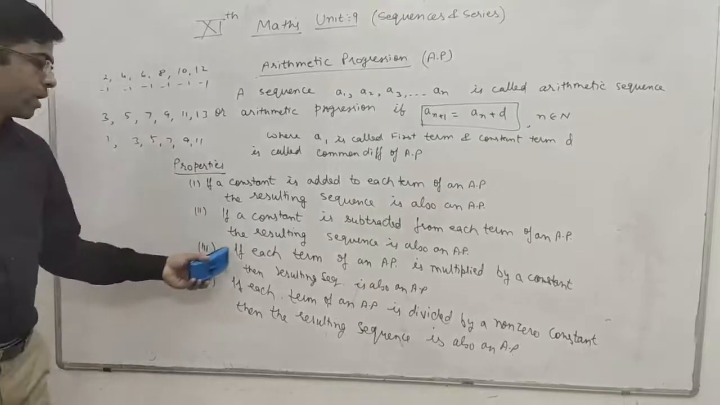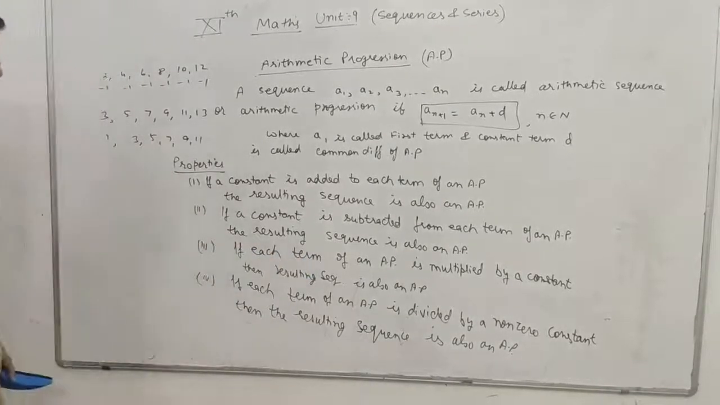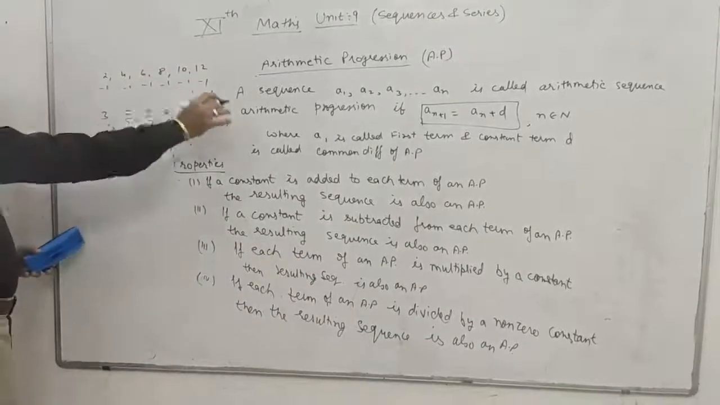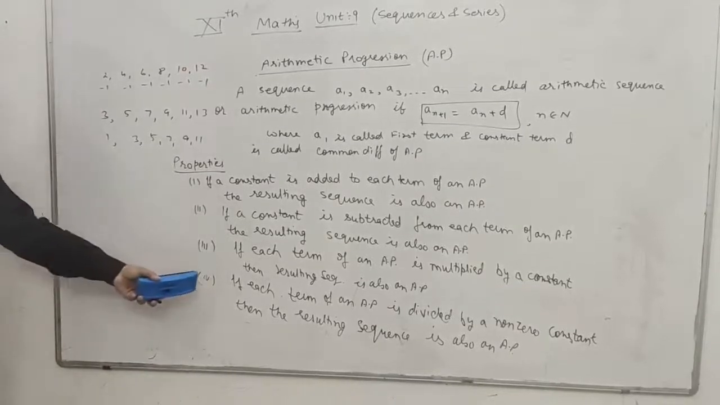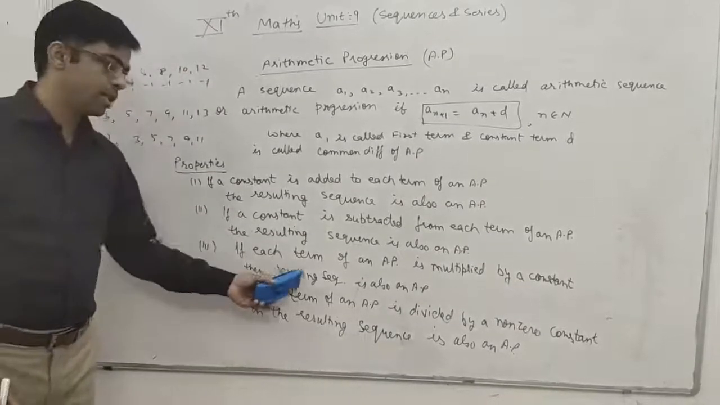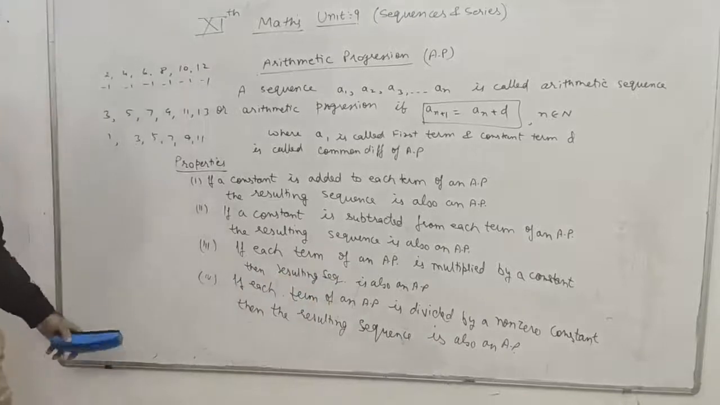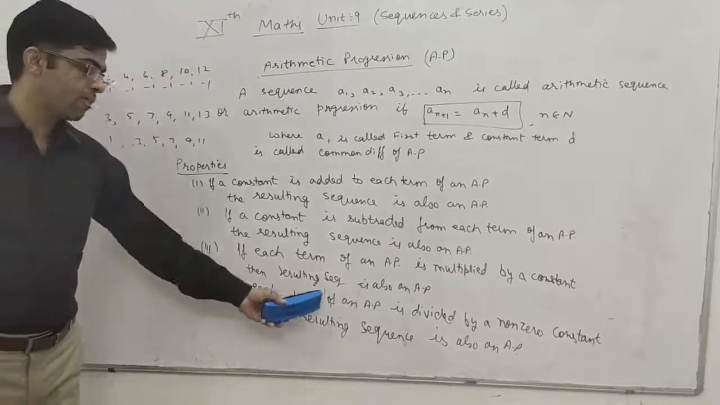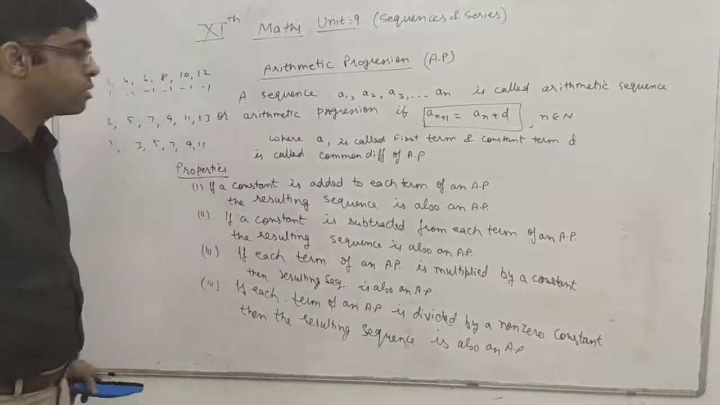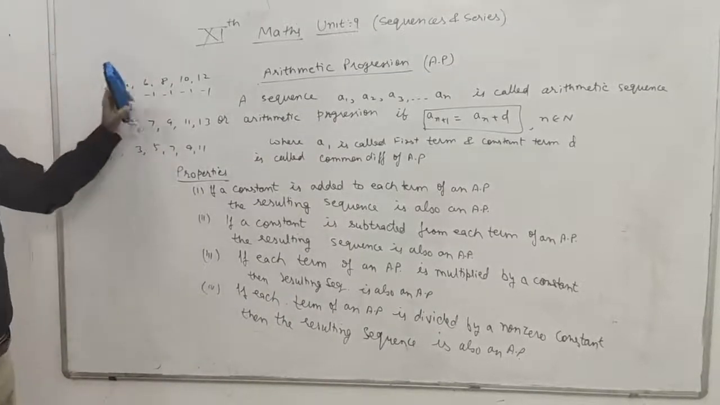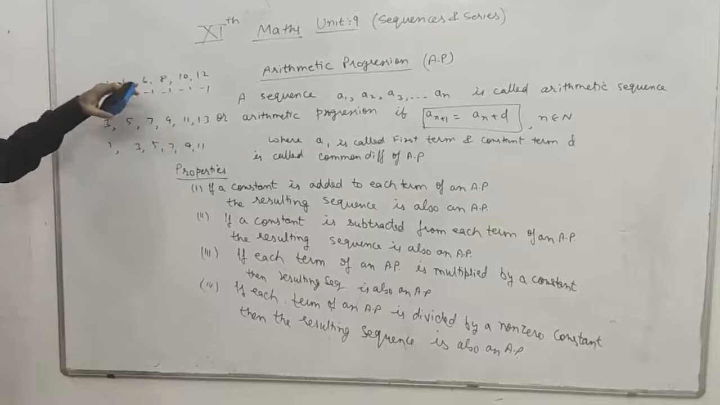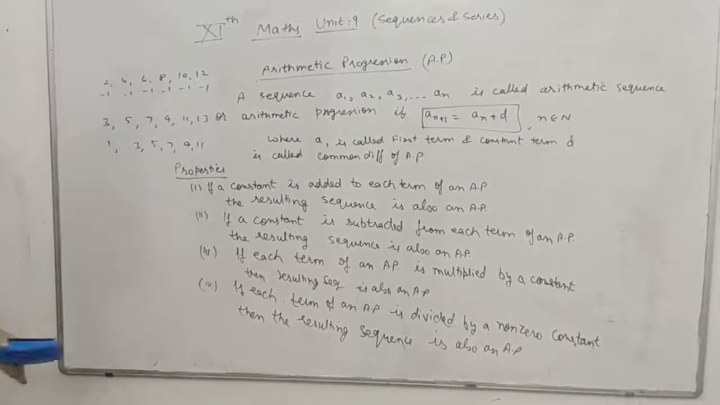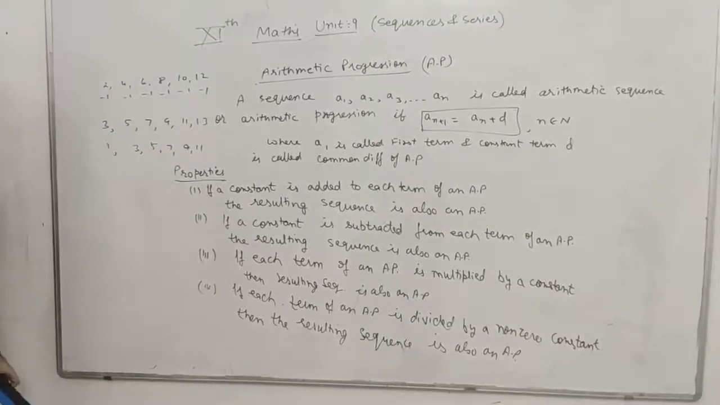The third property is if each term of an AP is multiplied by a constant. If we multiply any AP by the same number, then the resulting sequence also forms an AP. The fourth one says that if each term of an AP is divided by a non-zero constant, similarly, each term divided by the same non-zero number, then also the resulting sequence will remain an AP.